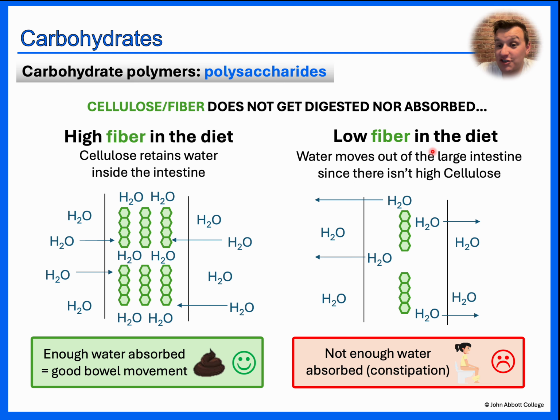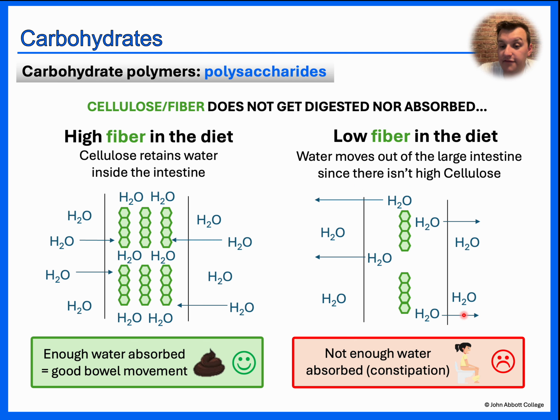If you don't have much fiber in your diet, then water moves out of the large intestine, right? Do you see here water? There's not much cellulose. Remember I said water is attracted to the cellulose, so not very much water will be attracted here to the cellulose. And water moves out the large intestine since there isn't high amounts of cellulose.